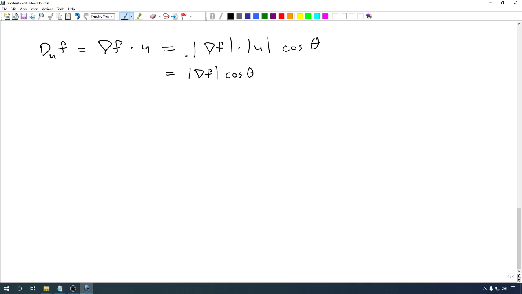When is this the biggest it can be? Well, since the magnitude of the gradient is already fixed, the only thing that remains of the vector u is this angle. When is cosine of theta the biggest that we can get? Well, of course, cosine of theta can only get up to a maximum of 1, and we get a maximum of 1 when theta equals 0.